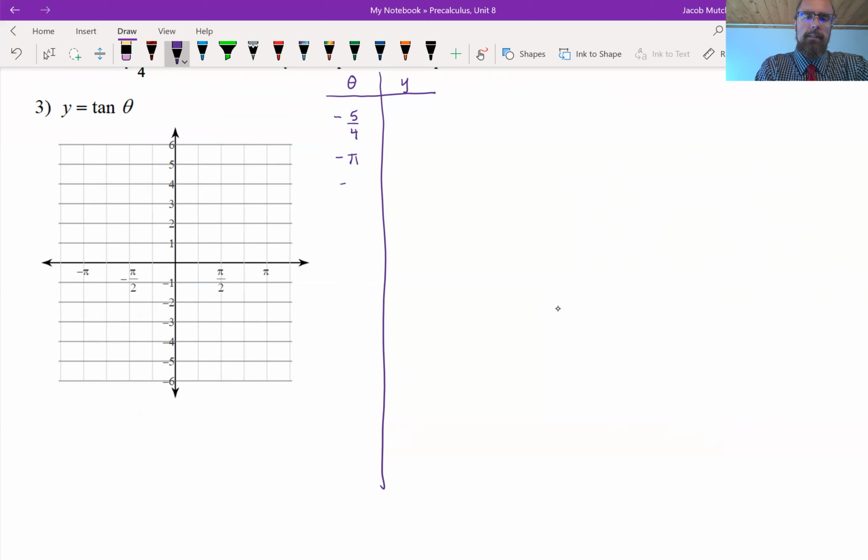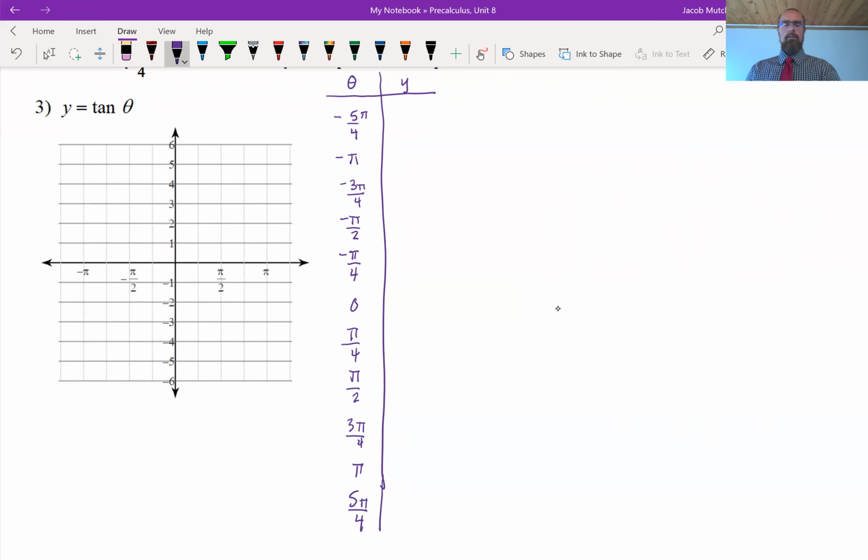So -pi, -3 pi over 4, -pi over 2, -pi over 4, and 0. And then we'll just repeat that, but mirrored in the positive. So pi over 4, pi over 2, 3 pi over 4, pi, and then make sure I get a pi in that negative version, 5 pi over 4. So that's what I've got here on my graph.